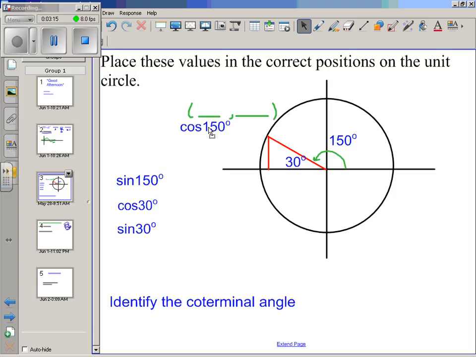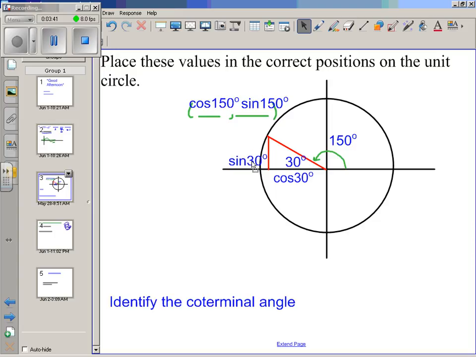Cosine of 150 would be this point right here, so our x-coordinate. And sine of 150 is also up here, but our y-coordinate. We should be able to use our unit circle and figure out what those 2 points are. Maybe? Who knows? I hope so. If you don't, you should look it up right now. Cosine of 30 degrees, that's going to be this x distance right here. And sine of 30 degrees is going to be this y distance here.